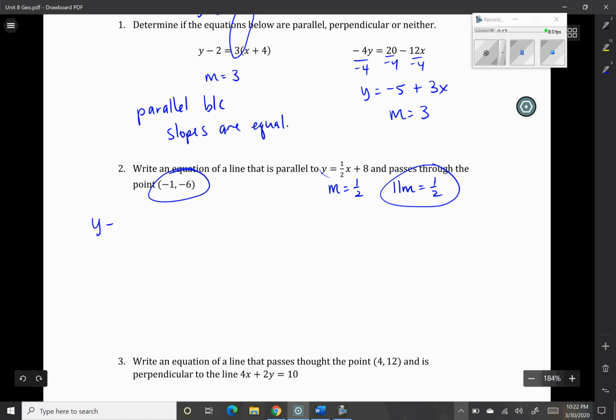So I'd say y minus -6 equals 1/2 times x minus -1. Lots of double negatives here. Anytime I see a double negative, remember it changes to a plus.